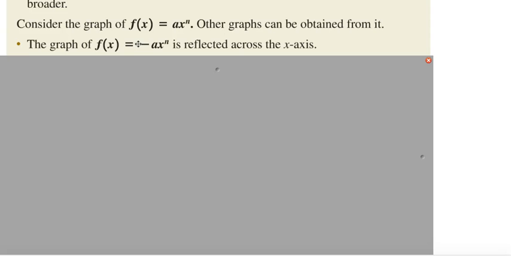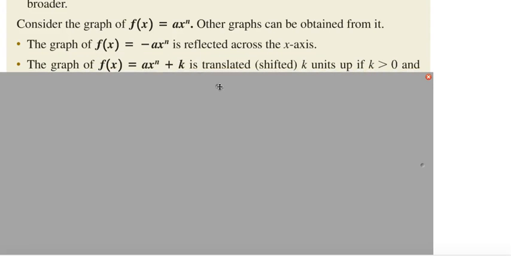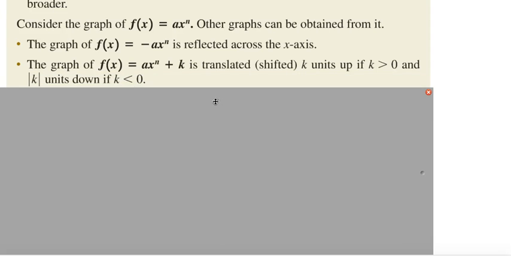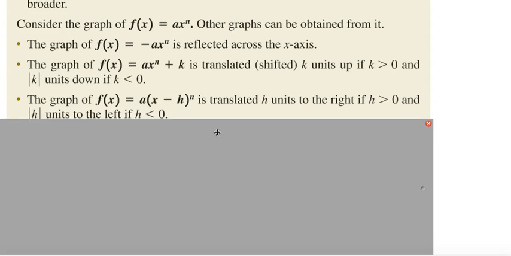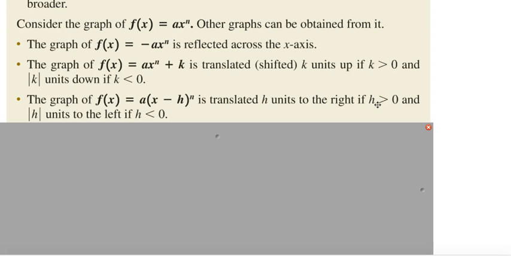We know that negative a x to the power of n is a reflection across the x-axis, and that's what we saw from our first example. For k, we just saw that k translates or shifts the graph up and down. It's a vertical shift. It shifts it up if it's positive and down if it's negative. We also learned about h, right? h shifts it left and right. So if h is greater than 0, it's going to shift to the right, and it's going to shift to the left if h is less than 0.